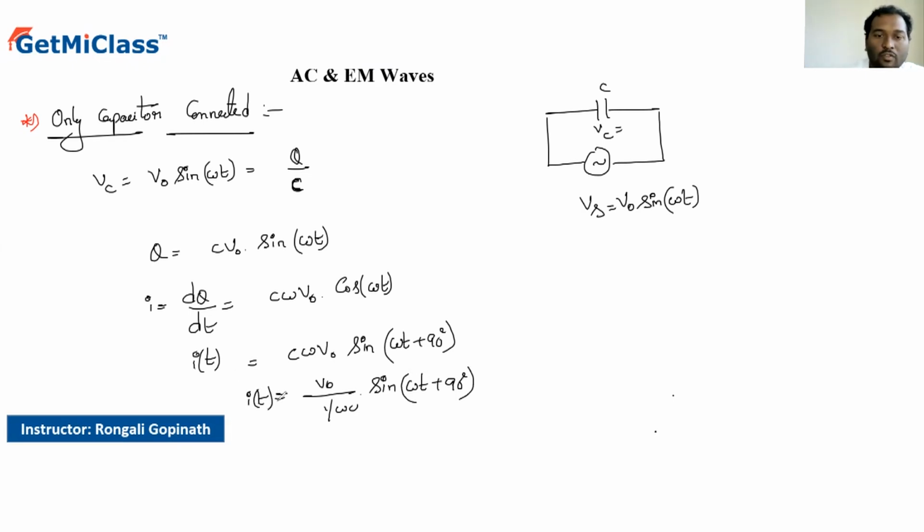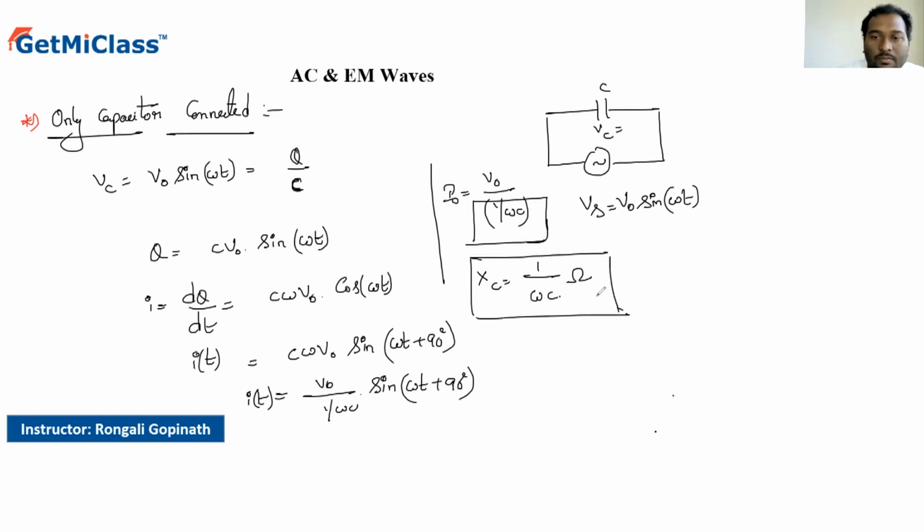Again, if you compare it carefully, I is I naught into sine of omega t, where I naught is equal to V naught by 1 by omega C. It is of the I equals V by R form, where this represents the resistance offered by this capacitor for this particular frequency. Why frequency? Because of the term omega, which is part of it. This is called the capacitive reactance XC. So the XC value is 1 by omega C, and its units are just like resistance, ohms.